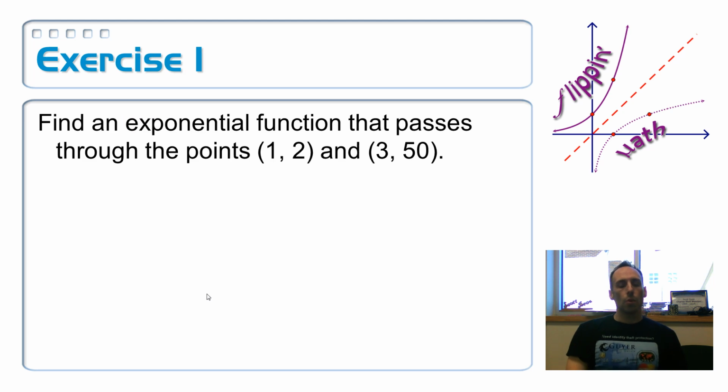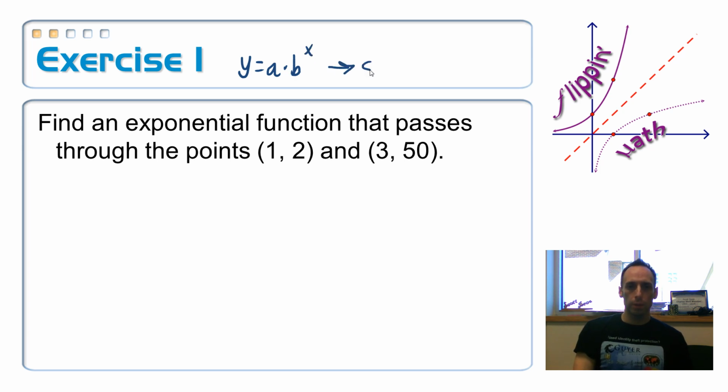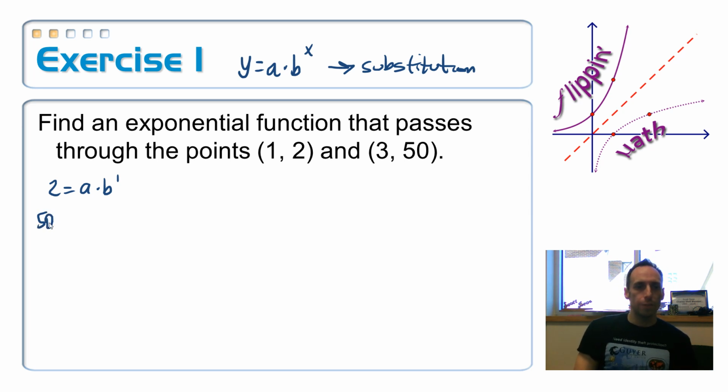Take a look. On this first exercise, find the exponential function that passes through these 2 points, (1, 2) and (3, 50). Let's first write down what our equation is supposed to look like: y equals a times our base raised to the x power. And we're going to solve this thing by substitution. Okay, so now just plug in the points. 1 in for x and 2 in for y, so 2 is equal to a times b to the 1 power. And then the second one, 3 in for x and 50 in for y: 50 equals a times b to the 3rd power.